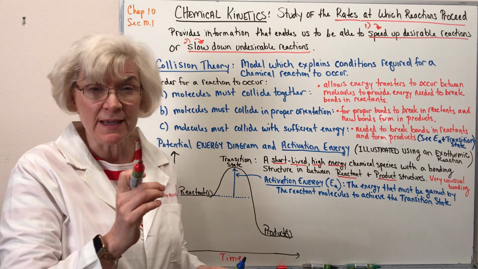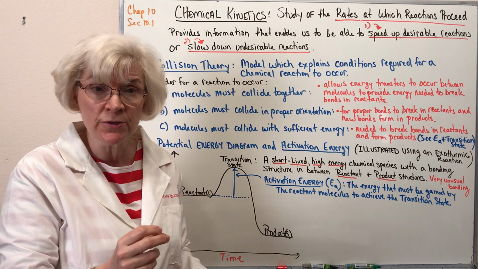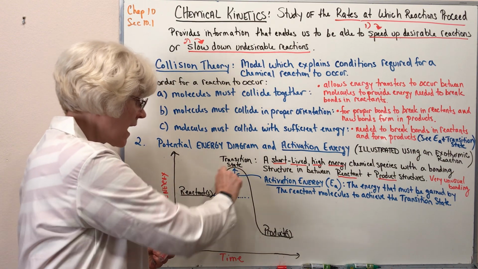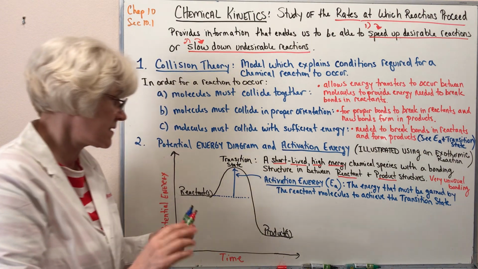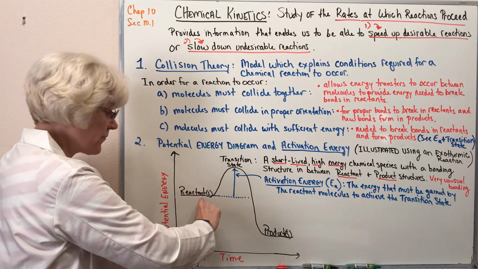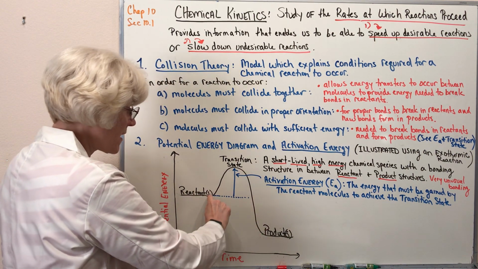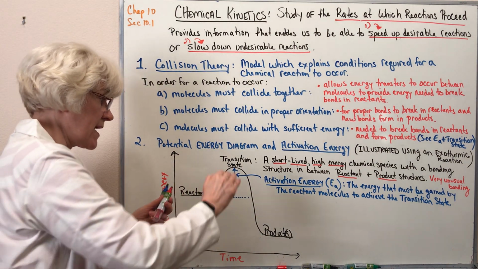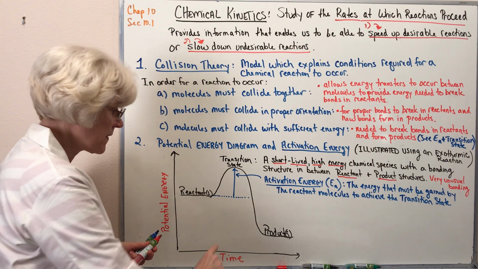You wouldn't expect the octet rule to be followed. It's not a stable structure. That explains its high energy and short-lived state. So in order for reactants to form product, they first must achieve this transition state, this high energy structure.